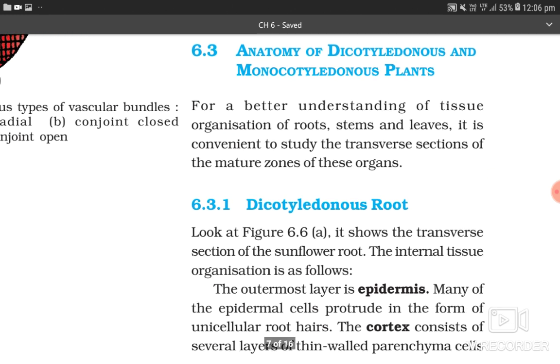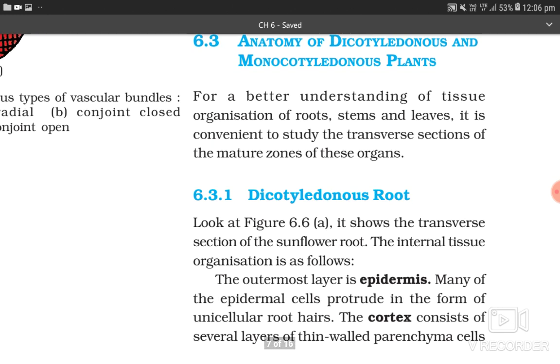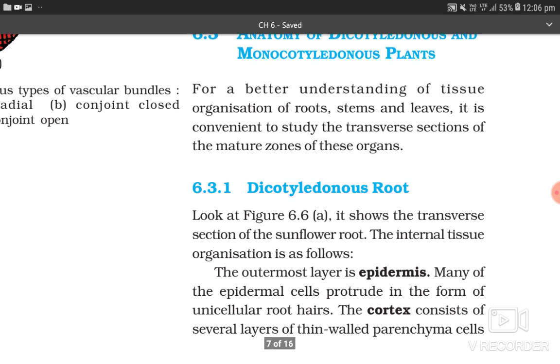6.3 Anatomy of dicotyledonous and monocotyledonous plants. For a better understanding of tissue organization of root, stem and leaves, it is convenient to study the transverse section of the mature zones of these organs.